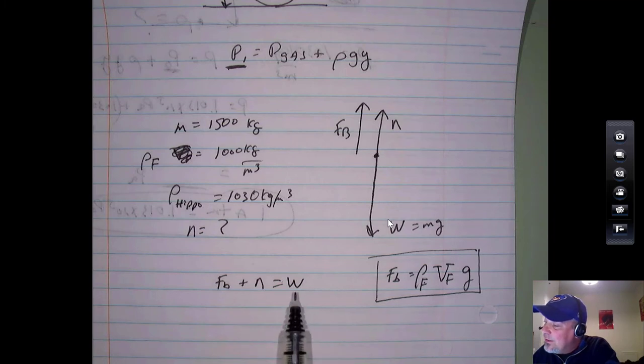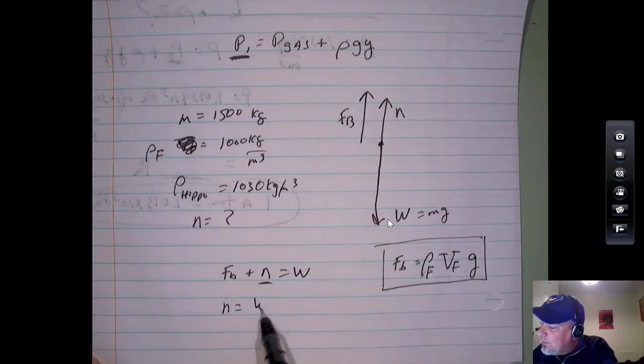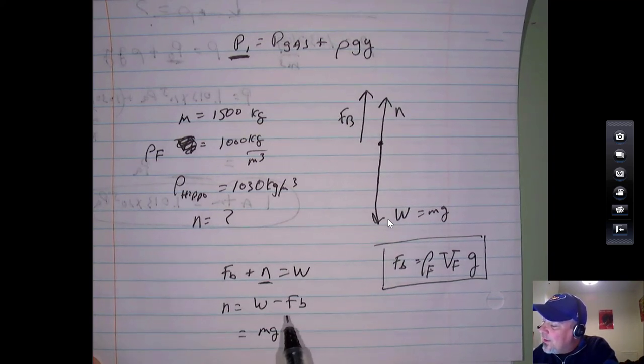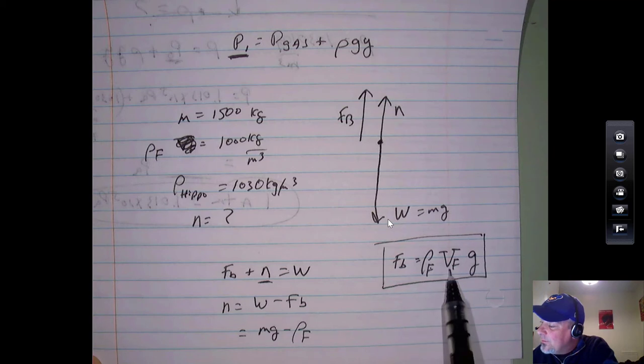Okay, so weight is mg. We're given the mass and we know what g is. This is what we're trying to figure out. Let me just do one more step of algebra before we move on. Normal force equals weight minus buoyant force. So the weight would be mg. The buoyant force would be the density of the fluid times the volume of the fluid.